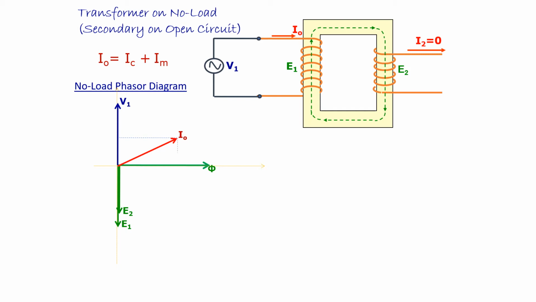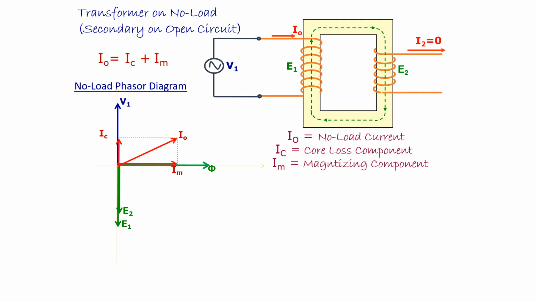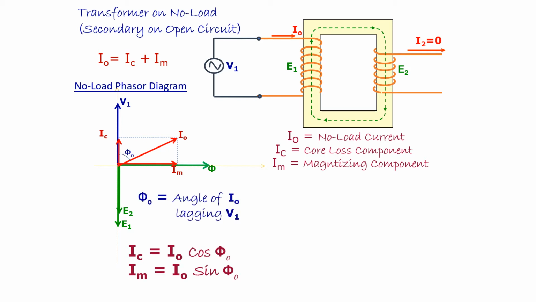If you resolve this I0 into two components, the horizontal component is Im, the vertical component is Ic. I0 is the no load current, Ic is the core loss component, Im is the magnetizing component. Phi naught is the angle by which I0 lags the supply voltage. Ic is I0 cos phi naught, Im is I0 sin phi naught.